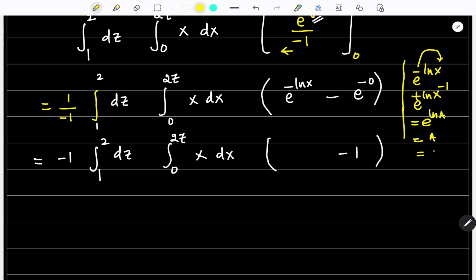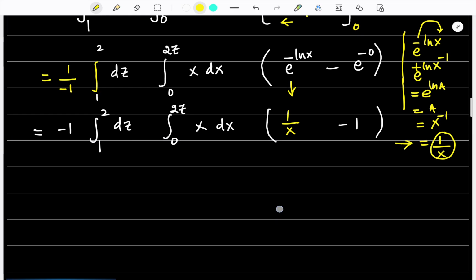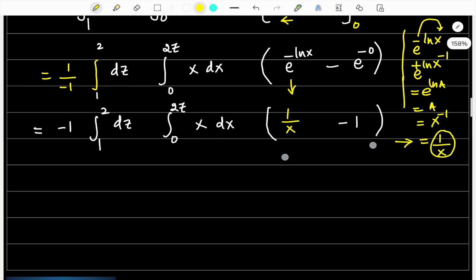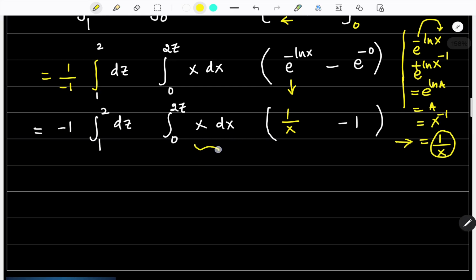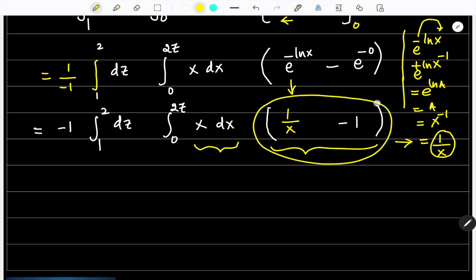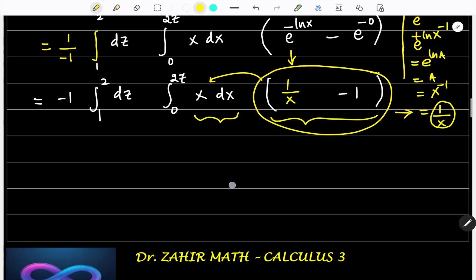So what is your a? A is x power minus 1. So x power minus 1 is nothing but 1 by x. So in this place, I'm going to put 1 over x. Correct? Yes, 1 over x. Now this is also a function of x and this is also a function of x. Look here. Definitely I should not keep variables after dx, so I should take all these things inside. Keep that in your mind.